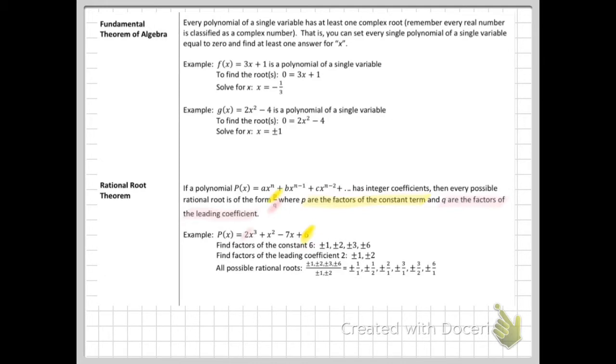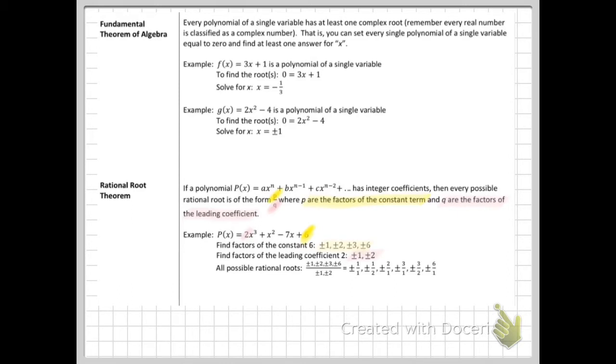So you list out everything that divides into 6. 1, 2, 3, and 6 are all divisible into 6, plus and minus. And then everything that divides into 2, plus and minus, 1 and 2. And then you do every possible combination of the yellow over the pink. So we did 1 over 1, 1 over 2. Sorry, they didn't list them in the same order I would have.